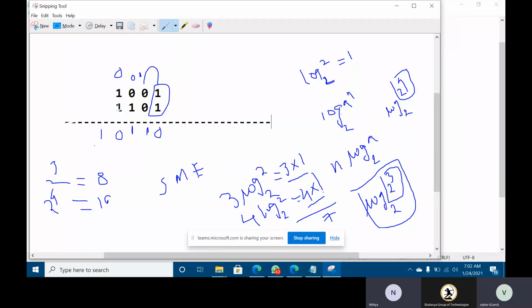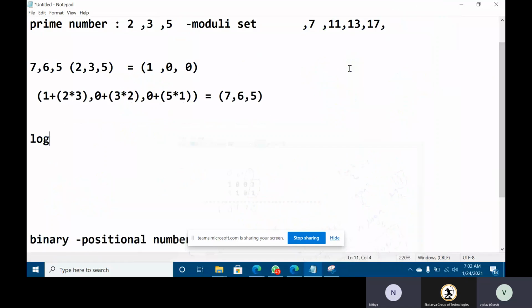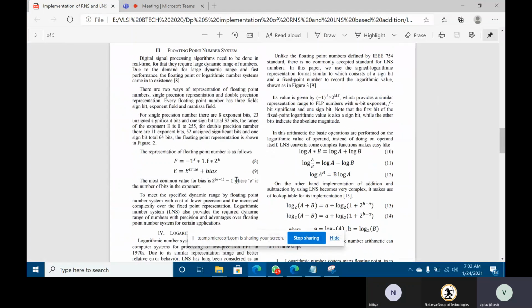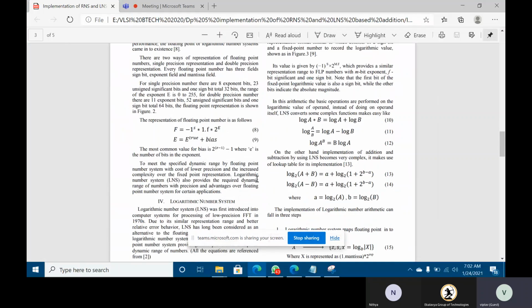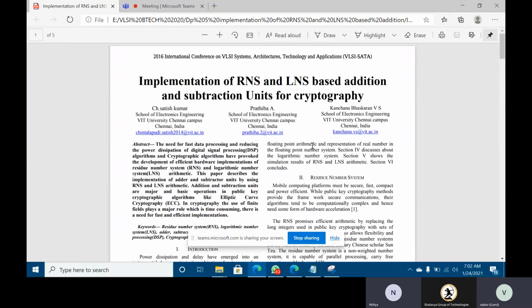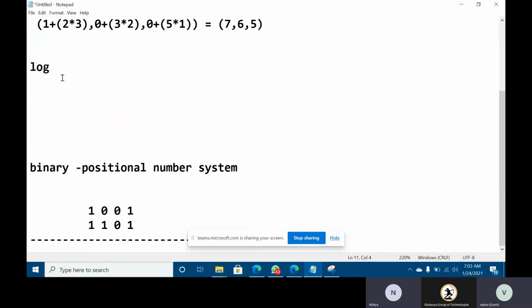Got it? Okay, sir. So now next thing, what is the extension we are doing for this? So this is all about the two number systems. What we are doing for the addition and subtraction. So why are addition and subtraction needed for it? Can you tell me what is the purpose here? Why do we need addition?